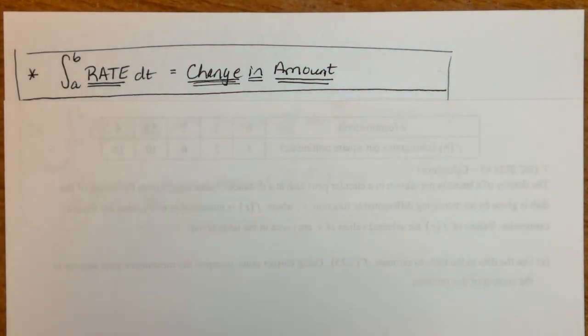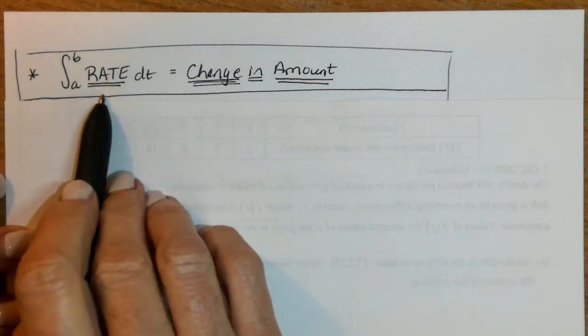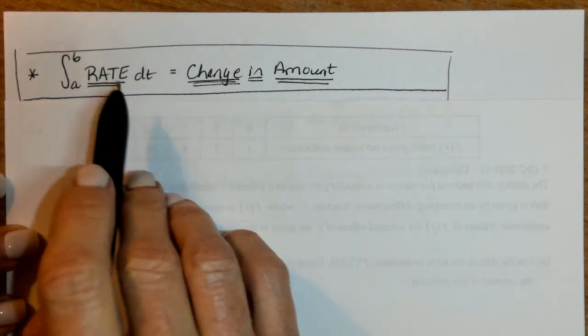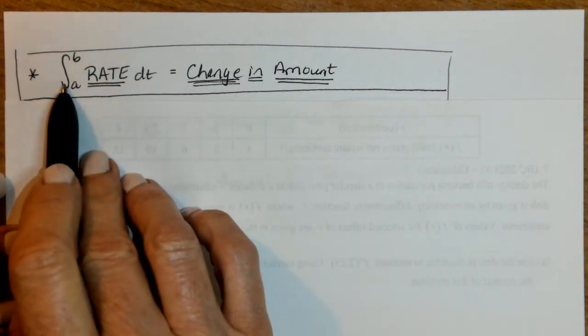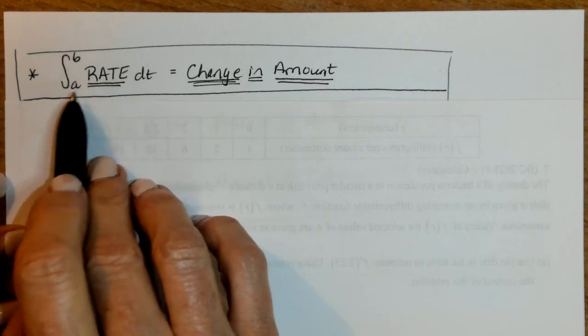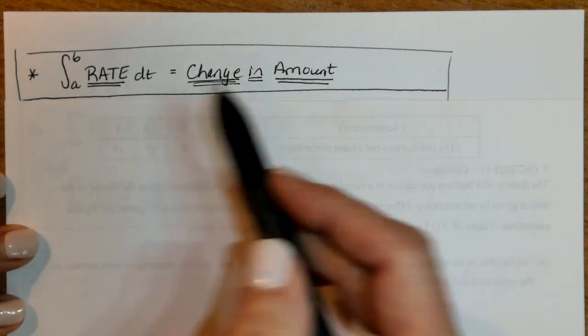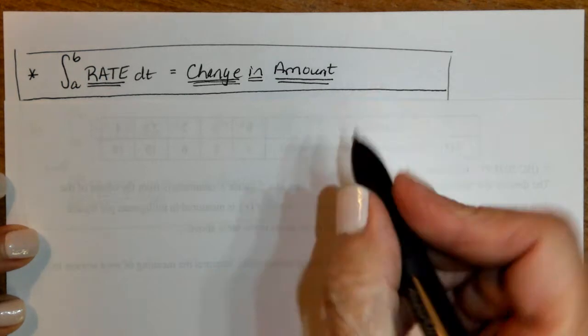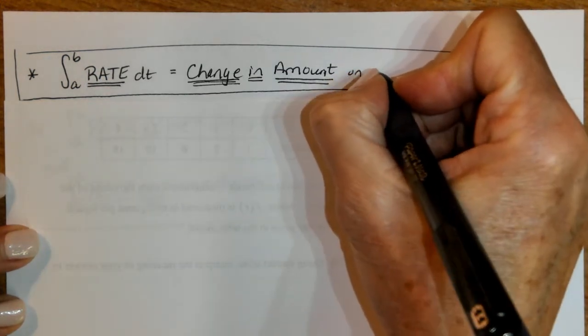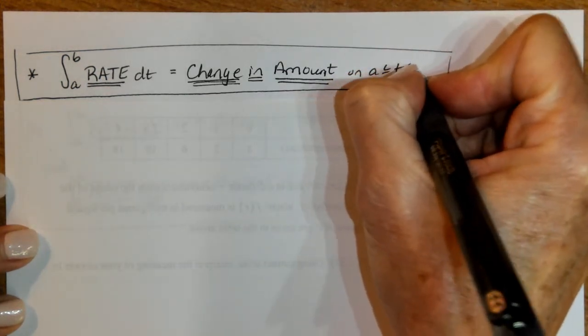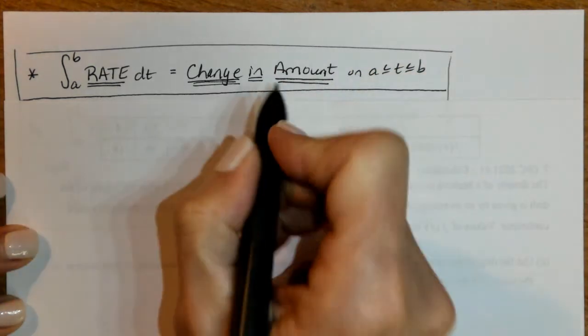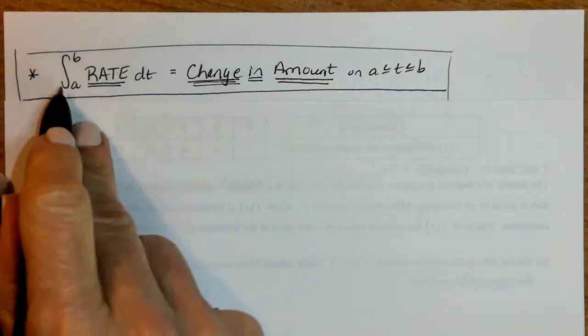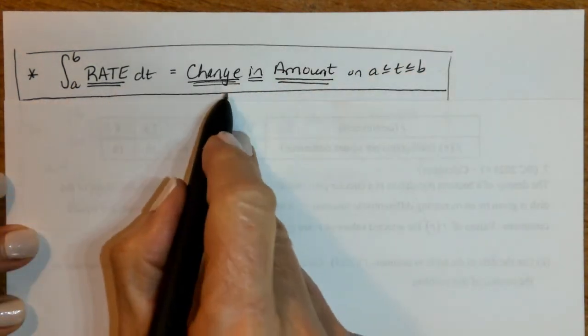This topic is pretty easy if we can remember one thing that comes from this statement. We know that the integral of a rate from time A to B gives you the change in the amount on that time interval. So integral of rate will always give you change in amount.